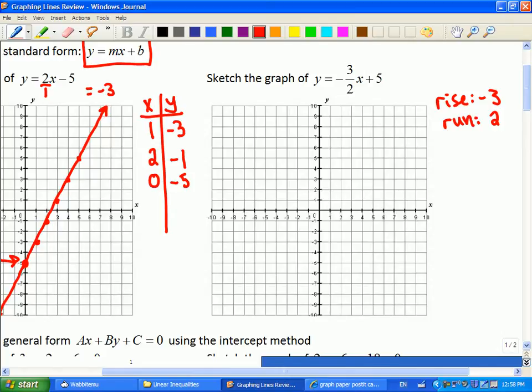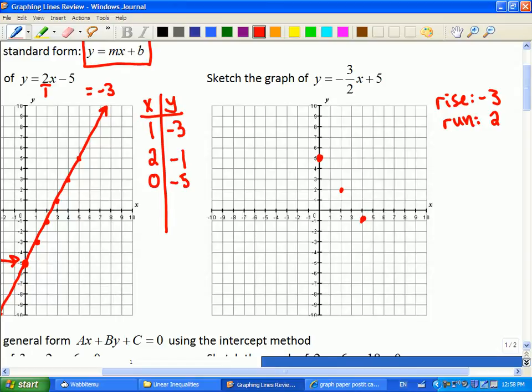Okay, what else can you tell me by looking at that equation? The intercept's at 5. So to do this with the shortcut, I could go y-intercept is 5, and I'm going to go down 3 and then over 2. Down 3 and over 2.